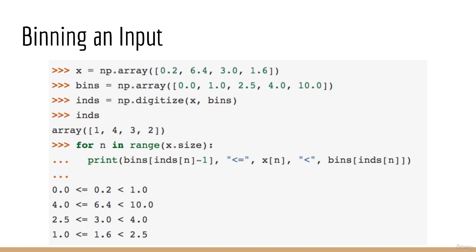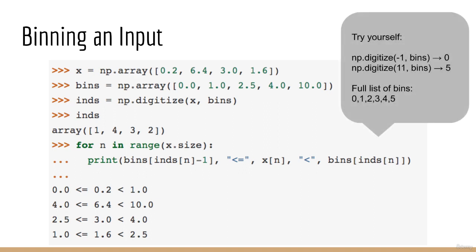Now, what this example does not show is what happens when you go outside of the boundaries, which is definitely possible in our case. You're encouraged to try this on your own to verify the results, but here's what would happen. If I pass in -1, which is less than the smallest bin boundary, I get assigned to bin 0. If I pass in 11, which is greater than the largest bin boundary, I get assigned to bin 5. I think this makes perfect sense, since the full set of bins are then 0, 1, 2, 3, 4, 5.